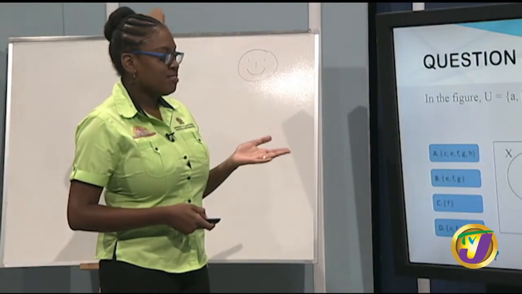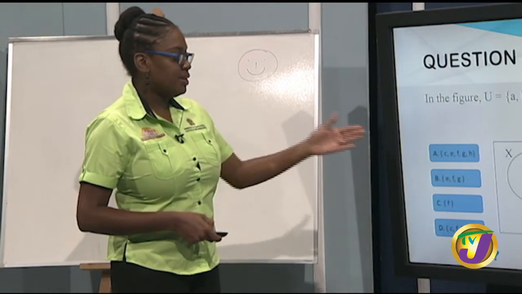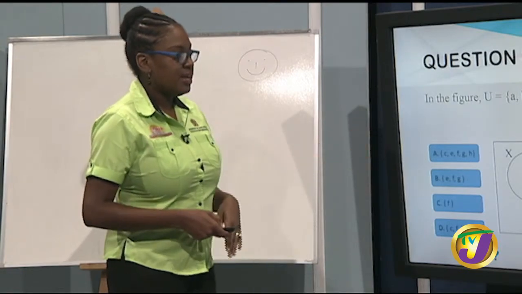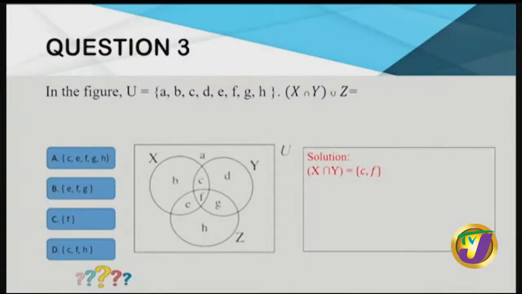Now, the elements in set Z, as we mentioned, would be E, F, G, and H. If we put all these elements together, and we're putting them together because it says union, then our option is going to be A. So A is finally the answer. And notice that F is in both.